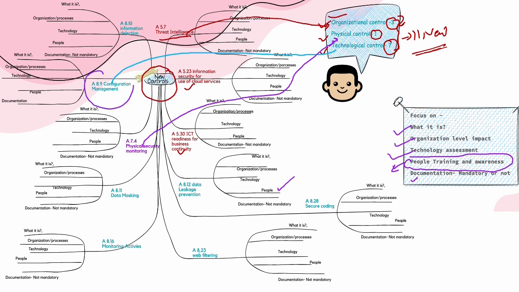But at a high level, only for configuration management, this 8.9, is it mandatory to have a documented procedure. For the rest of the controls, the standard does not explicitly say that a documented procedure is needed. But if you are doing it for the first time, or doing it in a regular way, it is good to have the procedure in place, though that is not mandatory as per the standard. Okay, let's move to the next slide.